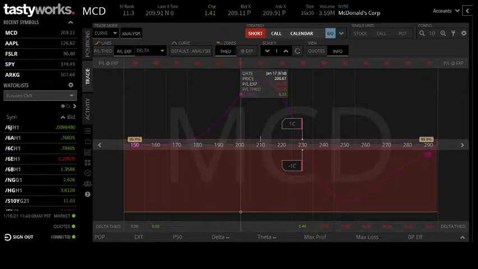Yeah, I pretty much mainly do verticals. Keep it simple, stupid. KISS. Keep it simple, stupid. I learned that in high school. That's what they always told me.